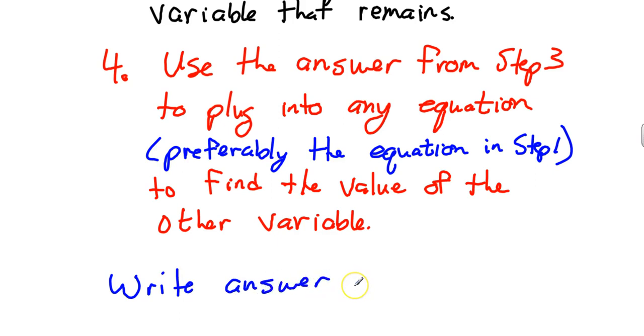So I guess the last thing, it's really kind of a cleanup thing here. Write your answer as an ordered pair. Depending on the homework, they might let you just put in each individual answer as you get to it. They may have a block for x and y equals. But most of the time, if you're actually working stuff out, you'll put it in ordered pair form. Okay, so there's, again, 4 steps, not too bad.